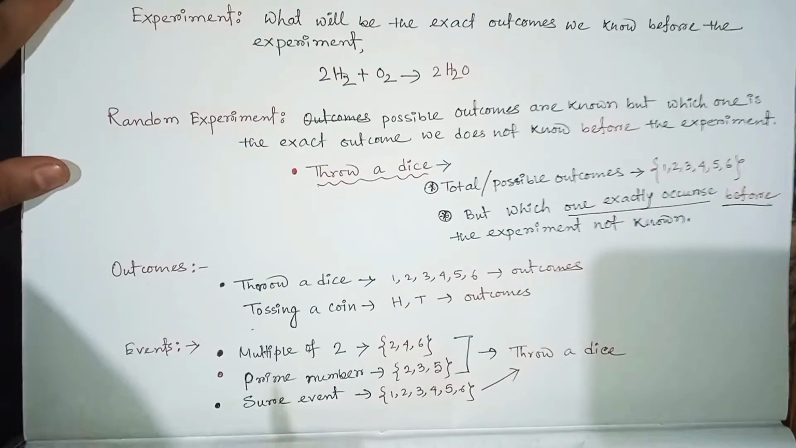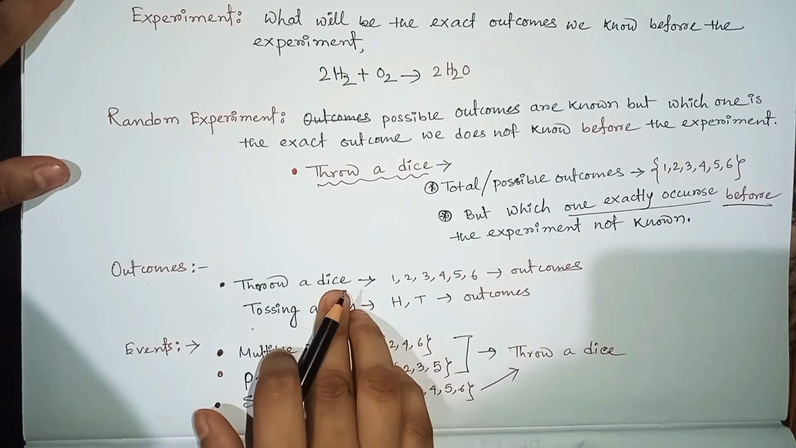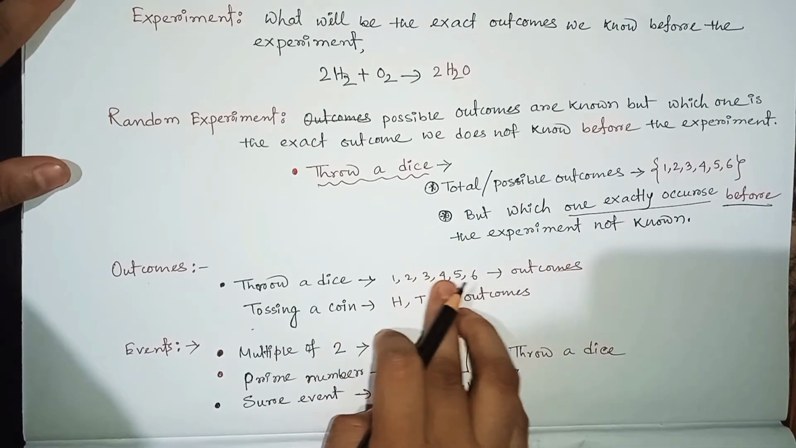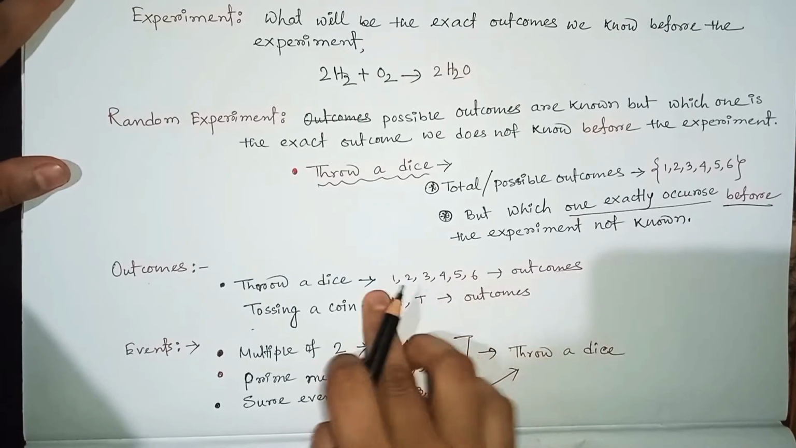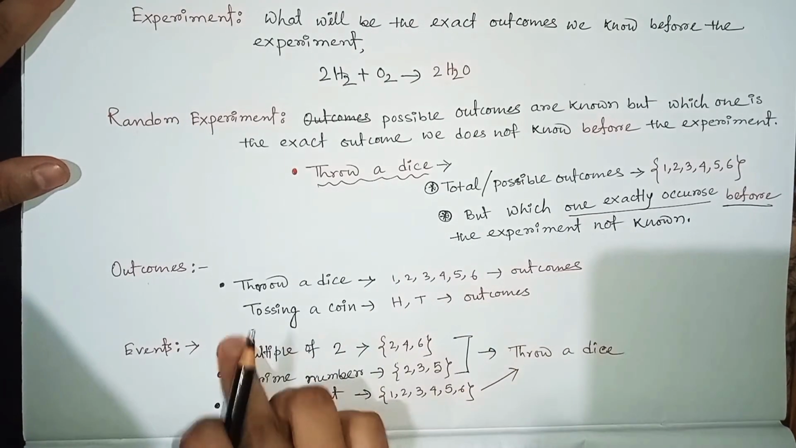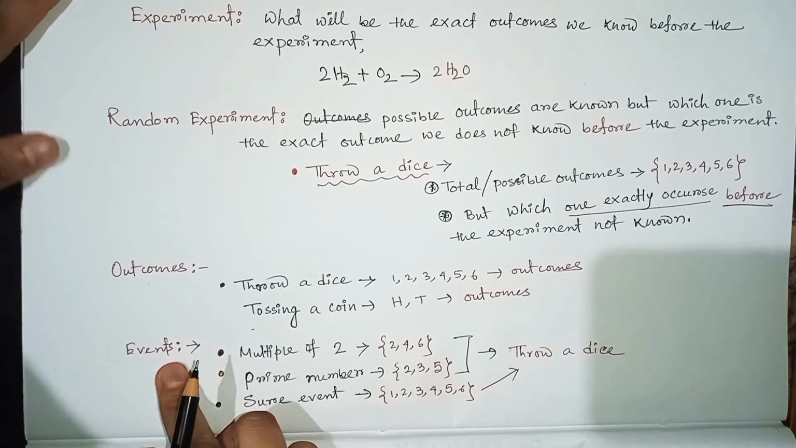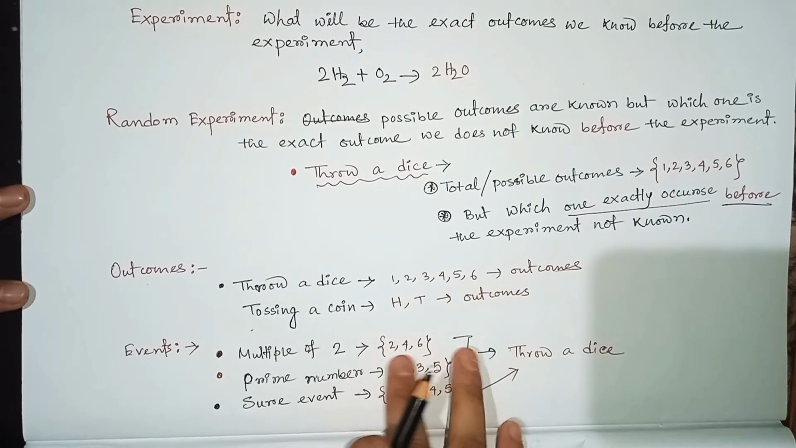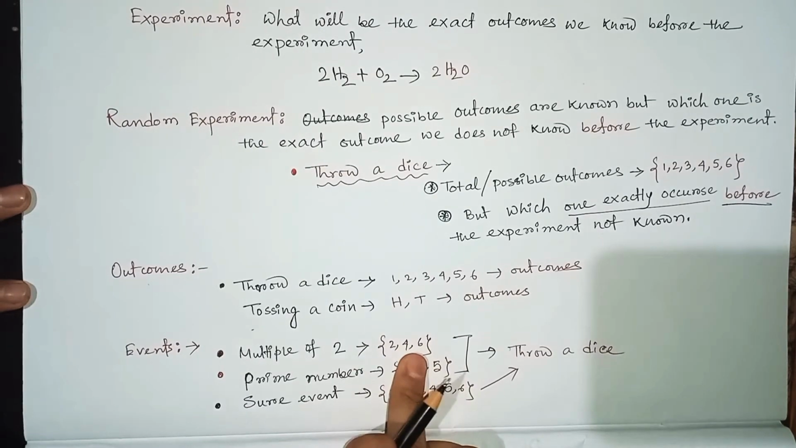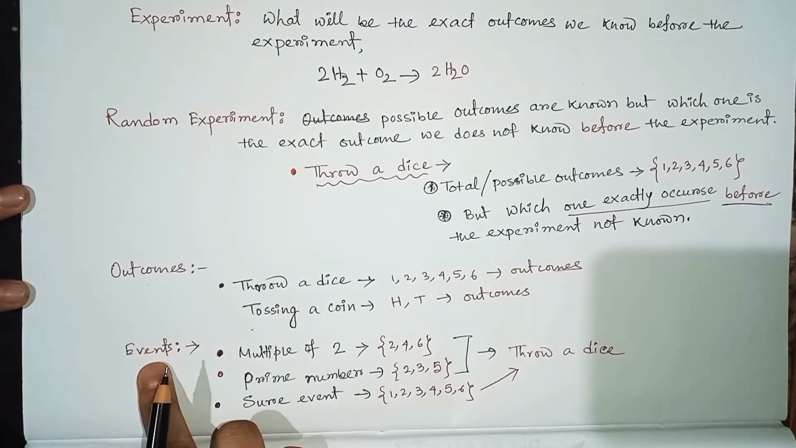Now, outcomes. What are outcomes? Throw a dice: 1, 2, 3, 4, 5, 6. The possible values are called outcomes. Tossing a coin, head and tail, these are called outcomes. And events: when we write the outcomes in curly brackets, then it is an event.